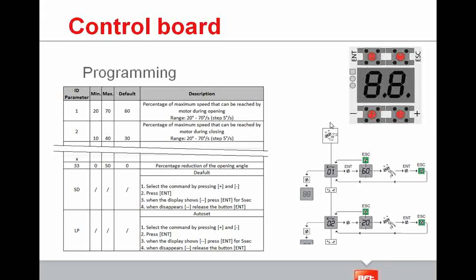The menu of the control board is like this. I won't tell you all the parameters because the parameters are similar to the Area Evo control board. But to find them, you must take the instruction manual, and each number means one function.